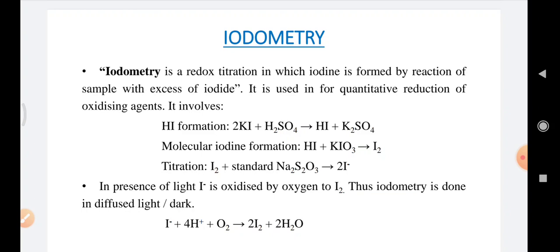The important thing to be noted is that the reaction mixture should be kept in dark. Why is the reaction mixture kept in dark? In order to avoid a side reaction or oxidation of potassium iodide by atmospheric oxygen. So the reaction mixture is put in dark for 10 minutes for the maximum production of iodine.